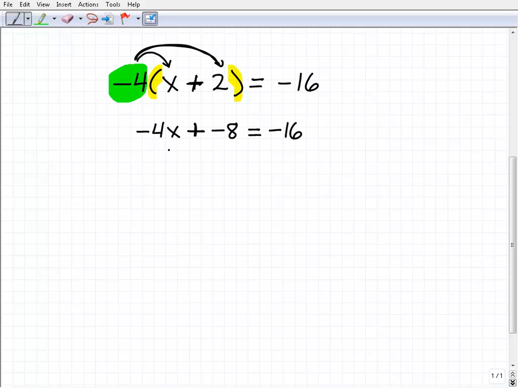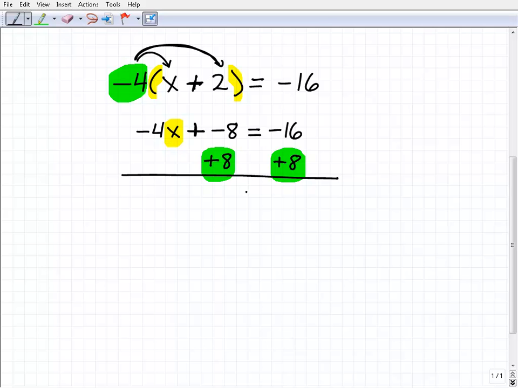Okay, so what do I want to do here? I have -4x plus -8 equals -16. Remember, I want to get x by itself on the left-hand side of the equation. So what I'm going to do is I'm going to add a positive 8 to both sides of the equation. Okay, so I can get rid of all this stuff next to this x. Here, I'll show you what I mean in a second.